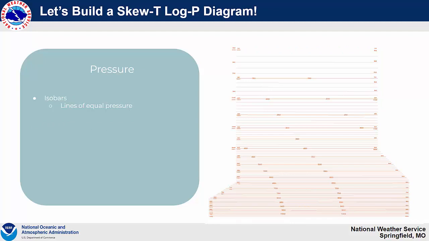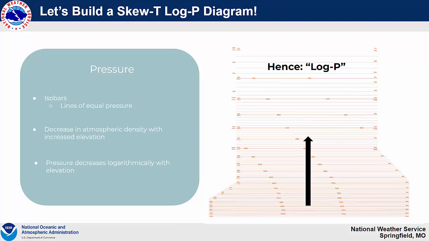Next, we'll look at the isobars, which are lines of equal pressure. So each of these lines represents equal pressure. And you'll notice that as you go up into the diagram, the distance between the lines increases from the bottom, which is 1,050 millibars, to the top, which is 100 millibars. This is because as you go up in elevation, the atmospheric density is decreasing. Now, another thing to note is that the atmospheric pressure is actually decreasing logarithmically as you go up in elevation. So therefore, the heights of the various pressure levels are now plotted as the logarithm of the pressure. And so that's where the term log P comes from. So that's how Skew-T log P got its name.